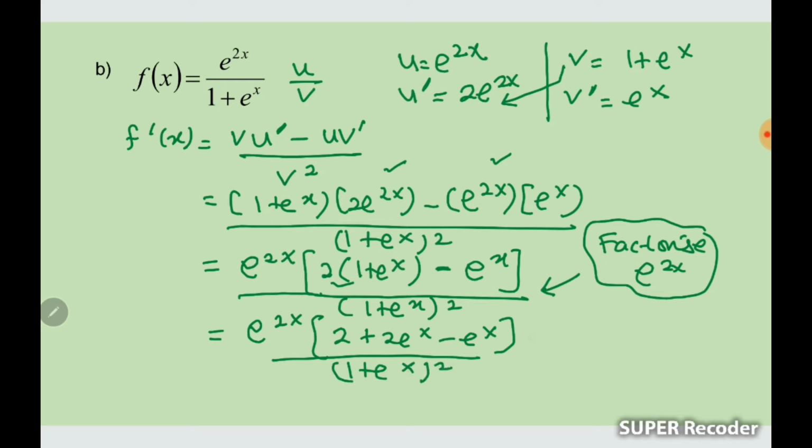So the final answer is e to the power of 2x multiply with (2 plus e^x) over (1 plus e^x) squared. Close the bracket. Okay, so I hope you understand. Thank you.